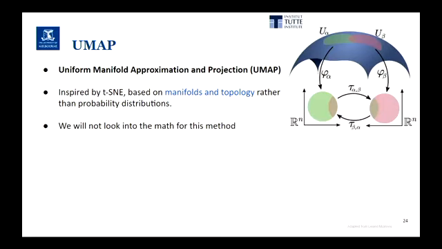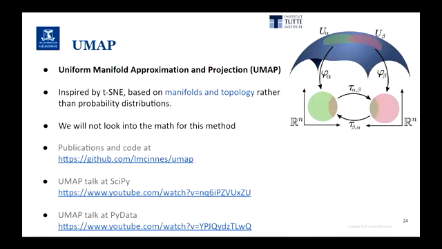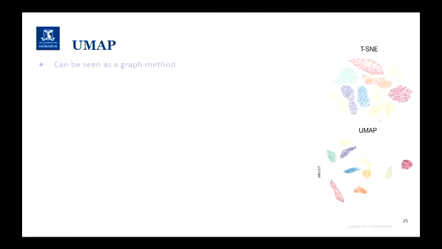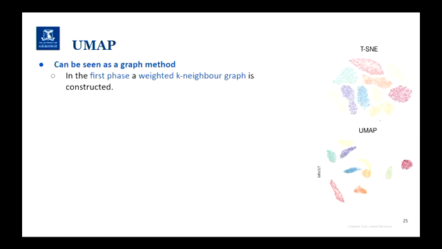So we will not look into the math for this method. It's fairly complicated, but the publication and the code are also available. I also recommend two talks about this method, which are in SciPy and PyData as well. And basically, the intuition behind UMAP can also be seen as a graph method, similar to Isomap. So in the first phase of the algorithm, we need to define and construct our graph. And in this case, we want a weighted k-neighbor graph.